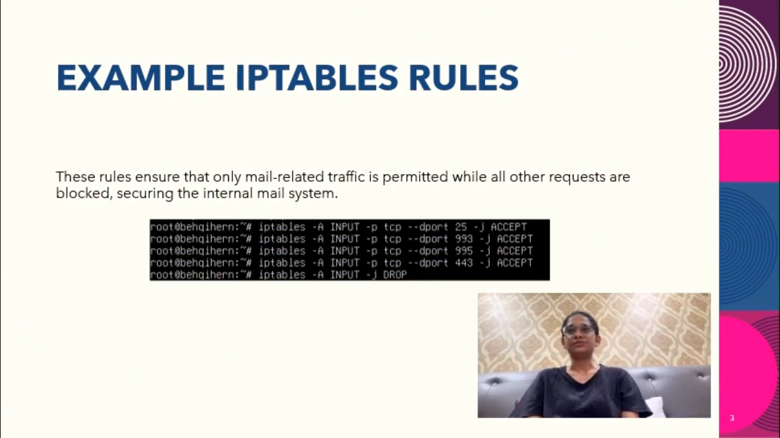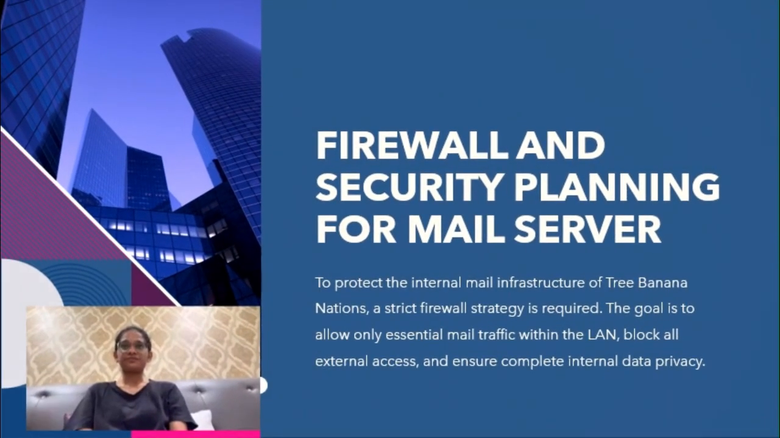Example IP tables rules. These rules ensure that only mail-related traffic is permitted, while all other requests are blocked, securing the internal mail system. Firewall and security planning for mail server. To protect the internal mail infrastructure of 3 banana nations, a strict firewall strategy is required. The goal is to allow only essential mail traffic within the LAN, block all external access, and ensure complete internal data privacy.